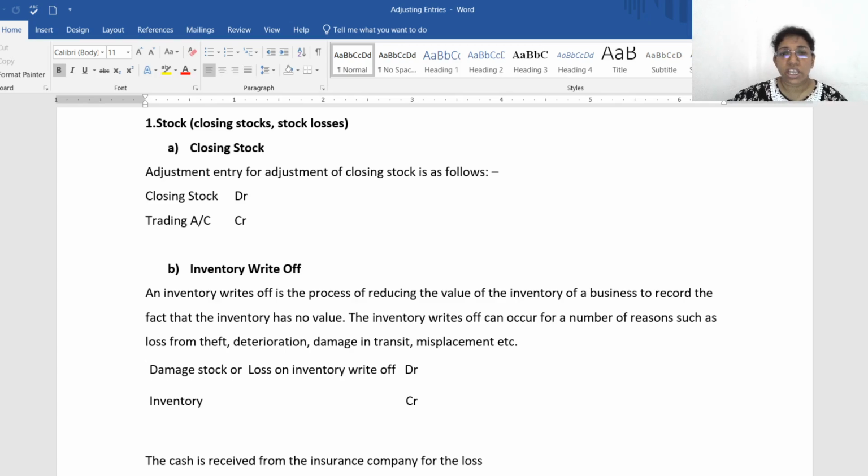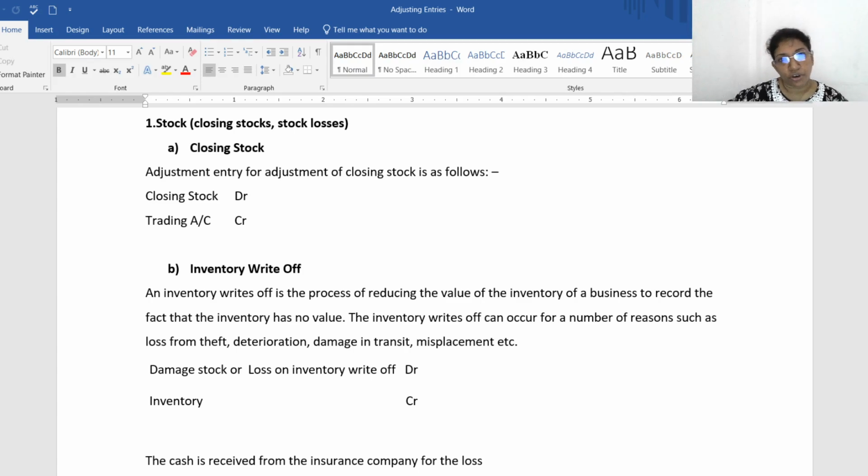The adjustment entry for the closing stock is, since this is an asset, we are going to debit the closing stock and we are going to credit the trading account. By crediting the closing stock, we are going to reduce our cost of sales.